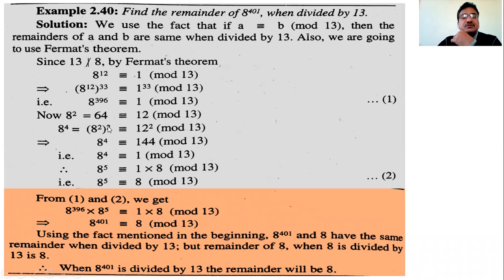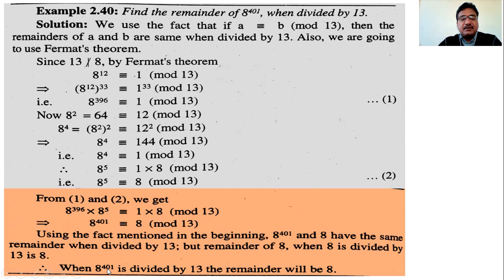And then take the square of both sides. 8 squared is 8 raised to 4, and 12 squared is 144. If you divide 144 by 13, then 1 is the remainder. So 8 raised to 4 is congruent to 1 modulo 13. And then multiply both sides by 8: 8 raised to 4 into 8 is 8 raised to 5, and 1 into 8 is 8. And then from 1 and 2, 8 raised to 396 into 8 raised to 5 is congruent to 1 into 8, that is 8. If we divide 8 by 13, then 8 is the remainder.